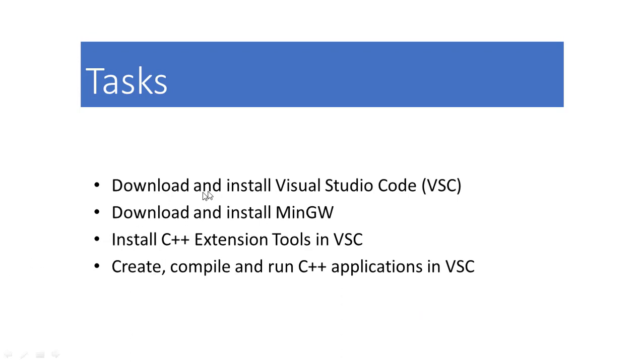We will download and install Visual Studio Code, which is abbreviated as VSC. We will download and install the MinGW tool, which we can use for the C programming language or the C++ programming language. We will install some C++ extension tools for Visual Studio Code. Finally, we will create, compile, and run C++ applications in Visual Studio Code.